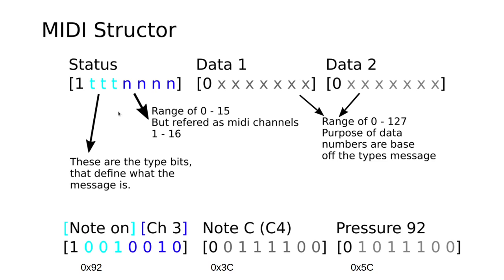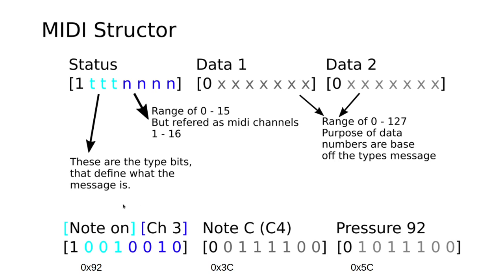So the MIDI structure, there is one status byte and then two data bytes. And the status byte has to start with a 1, and the data bytes have to start with a 0. And inside this status message, you will define what the message is and what channel it's on. There can be up to 16 channels, and the channel defines what the device is. And this is important because certain devices will be looking for a specific channel to do specific things. And the data is completely dependent on what the status of the message is.